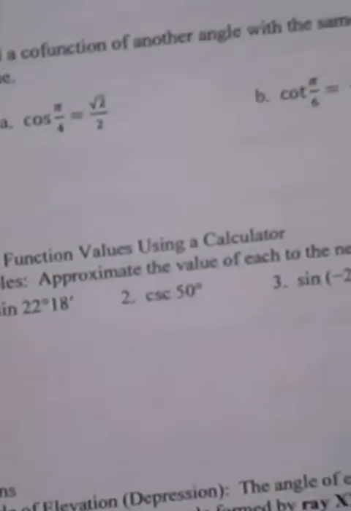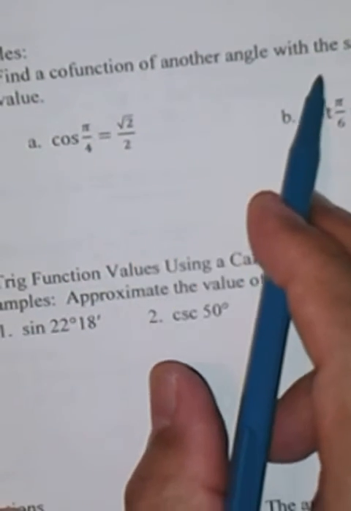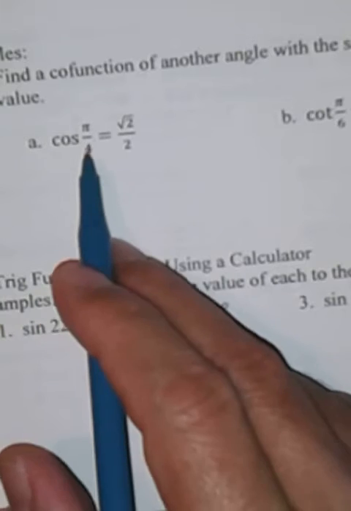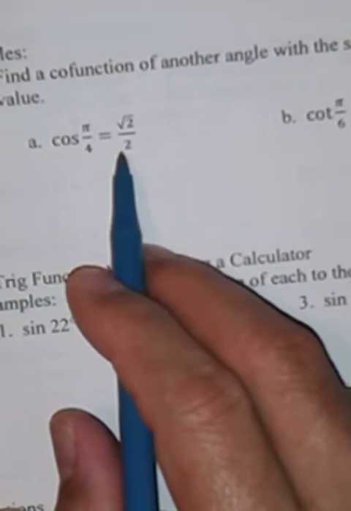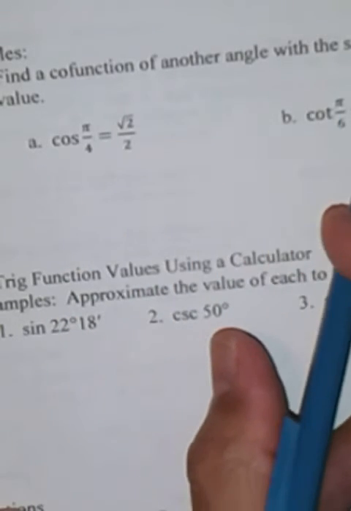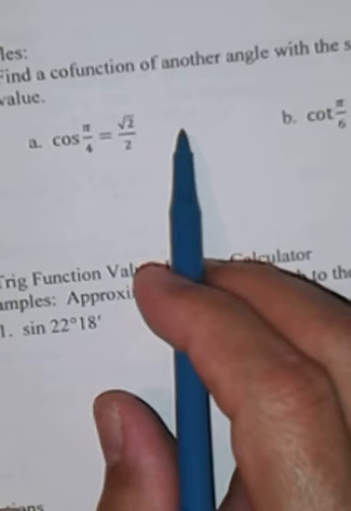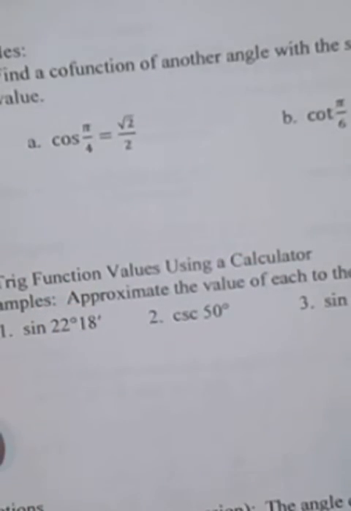All right, let's see what we have to do with these. Let us see our examples. It says, find a cofunction of another angle with the same value as the given function value. Letter A says, cosine of pi over 4 equals the square root of 2 over 2. So we know that the cosine of pi over 4 is the square root of 2 over 2.